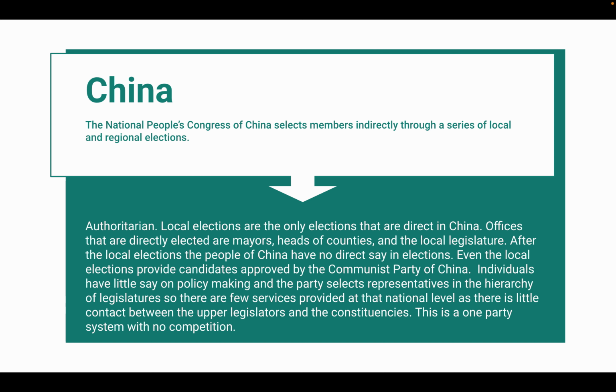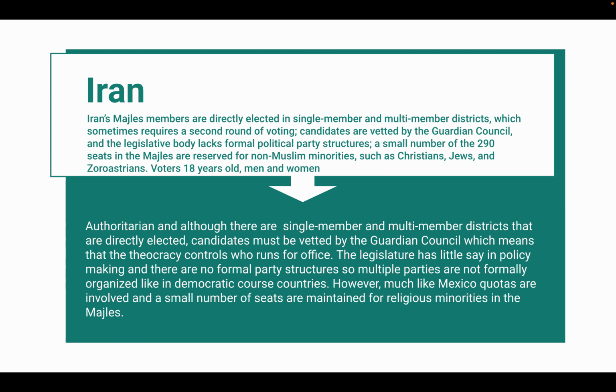After the local elections, the people of China have no direct say in elections, and even the local elections provide candidates approved by the Communist Party. Individuals have little say on policy making. The party selects representatives within their hierarchy. There's few services that are provided at the national level, and there's little contact between the upper level of the legislature and constituencies. This is really a one-party system with little to no competition.